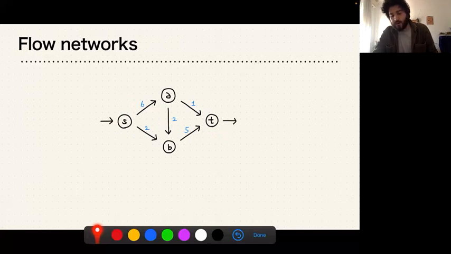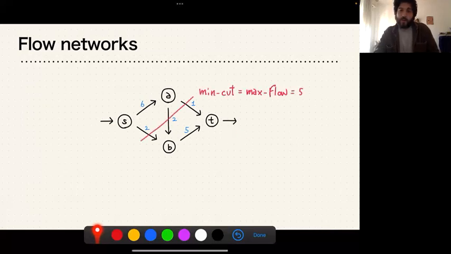A natural question to ask on flow networks is, what is the maximum flow going from S to T in this network? There is a very well-known result which tells us that the min cut of the network is equal to the maximum flow, and in this particular case, it is 5. We will keep this in mind for later.